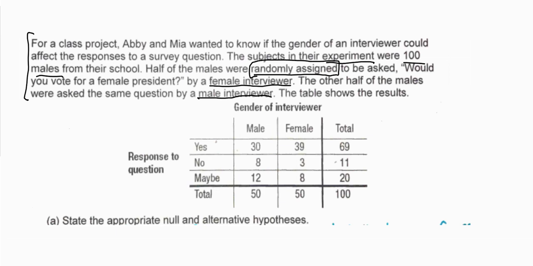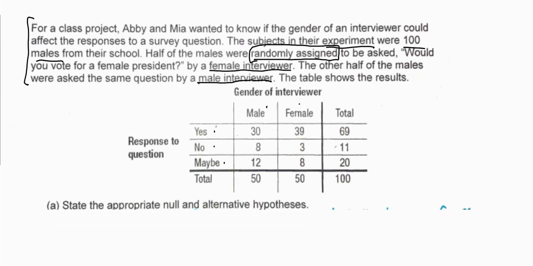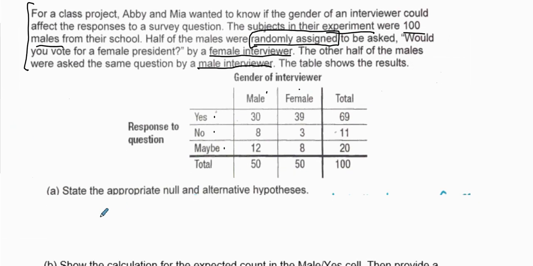Going through this, we can see that we have different categories: yes, no, and maybe, in response to the question. And we have the interviewer, which is male or female. And so we want to state the appropriate null and alternative hypotheses.